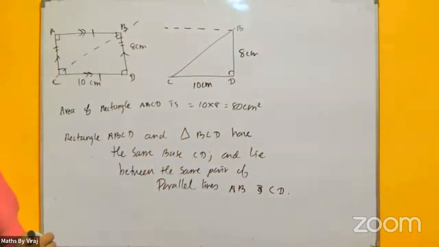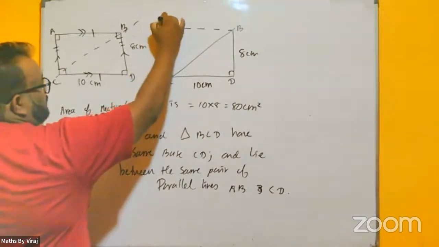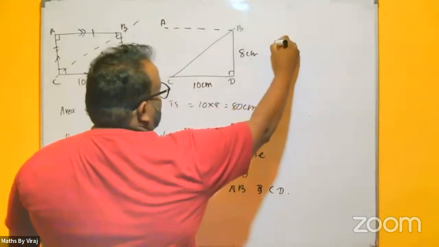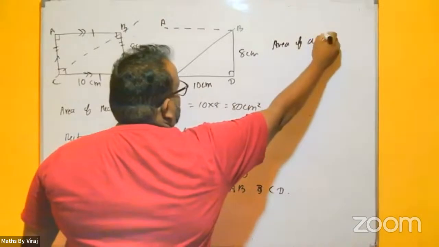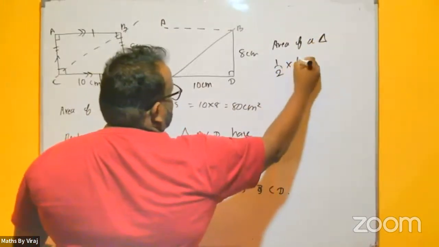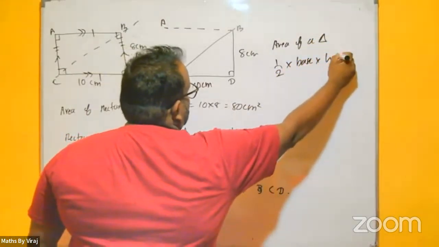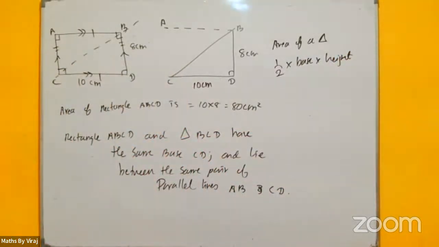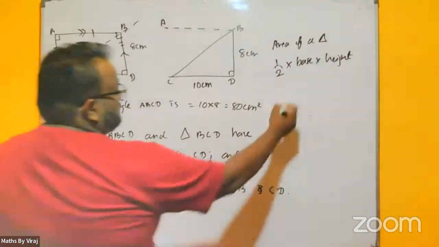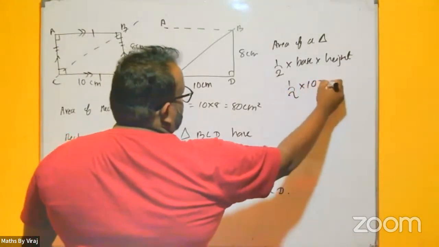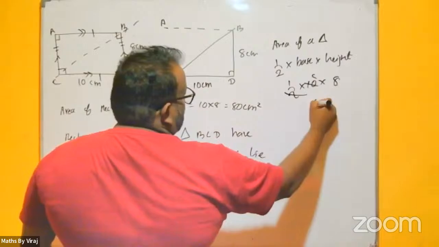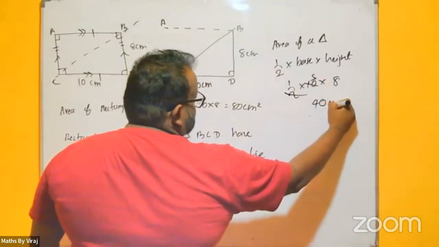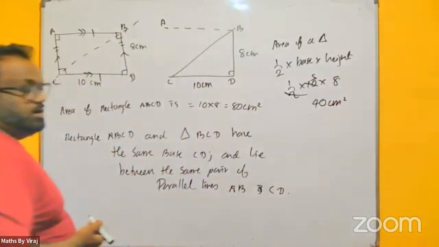But we know for a fact that the area of a triangle is half into base into height. As I've explained before, base and height should be perpendicular. What is it now? Half into 10 into 8, 40 square centimeters.